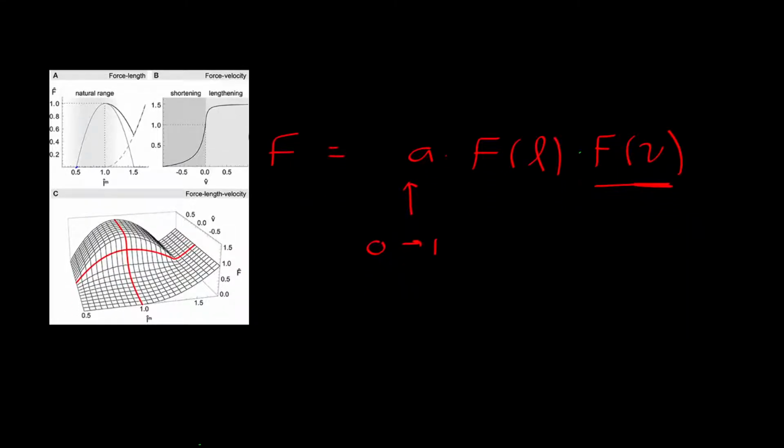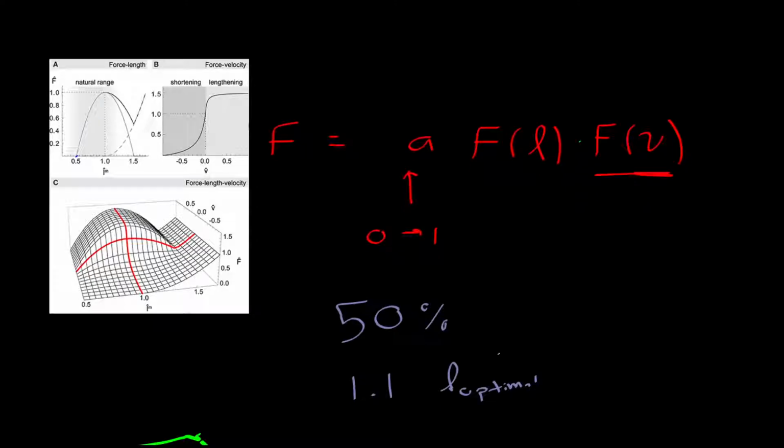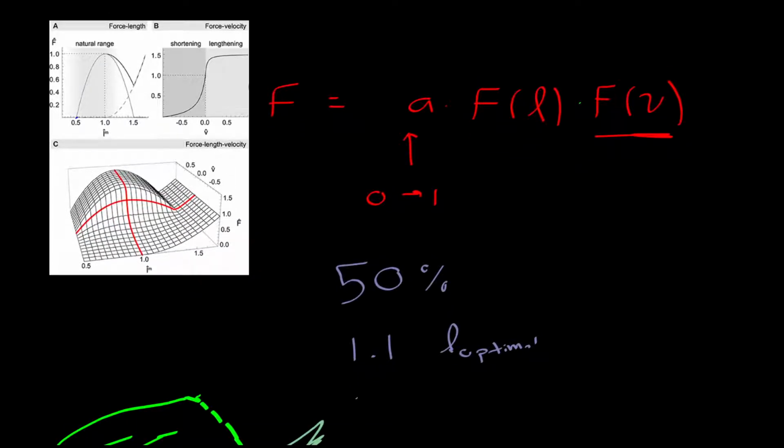So maybe we can work through an exercise here. Let's say muscle activation is 50%. The muscle fiber length is 1.1 times the optimal fiber length. And the velocity is, I don't know, let's say 0.25 of the maximum shortening velocity.